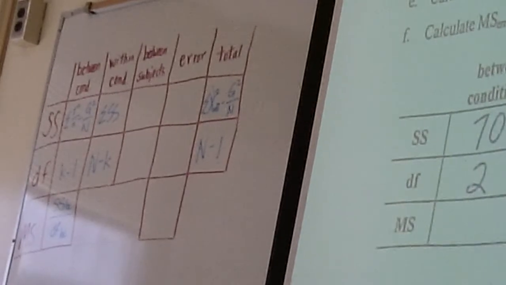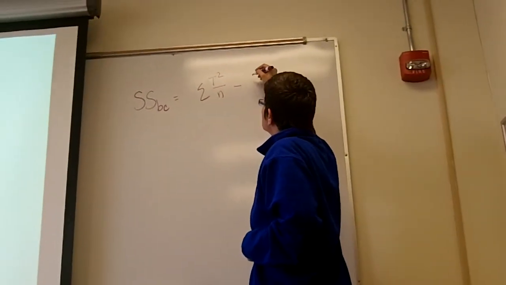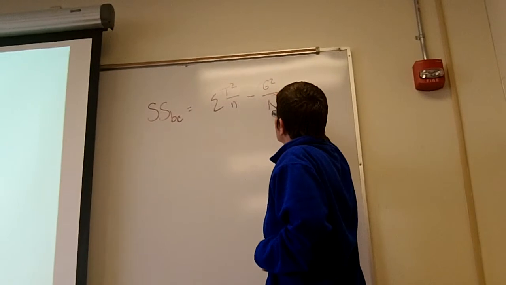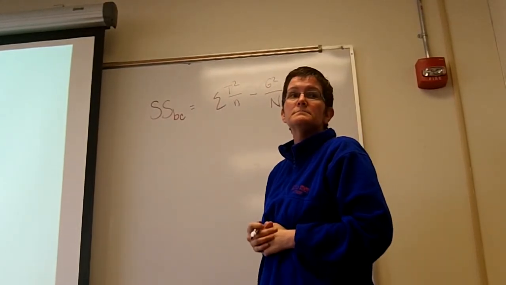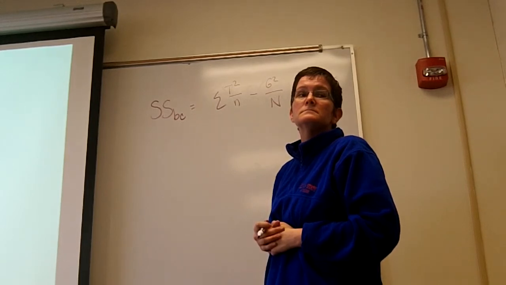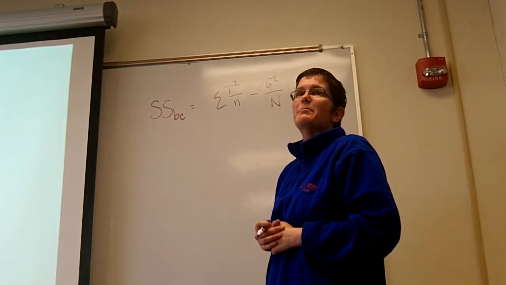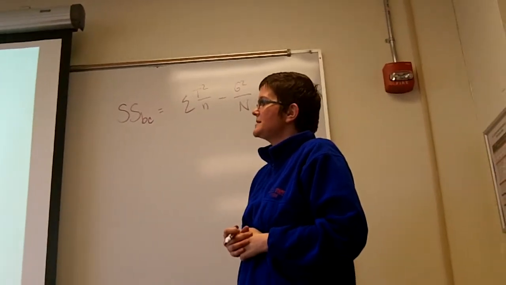Okay, so the sum of squares between conditions, the formula, is the sum of t squared over n minus g squared over big N. Does that make sense? I just looked right here where it said C and saw the SSBS. It just threw me off. We're not at that part now. We just haven't done that yet.